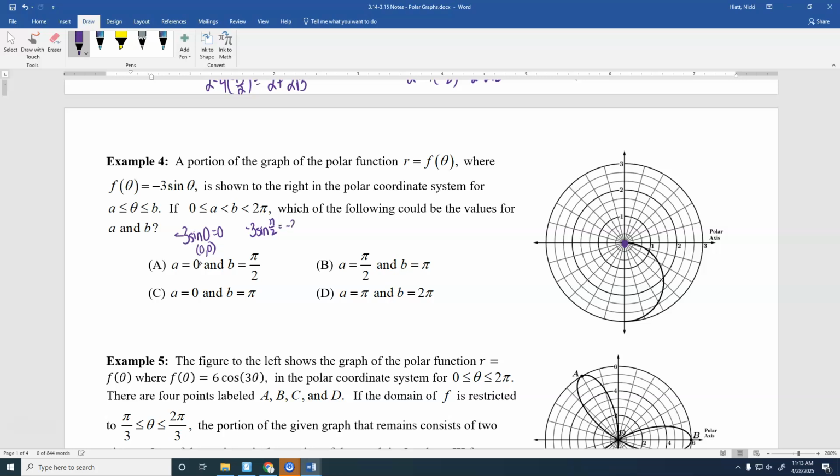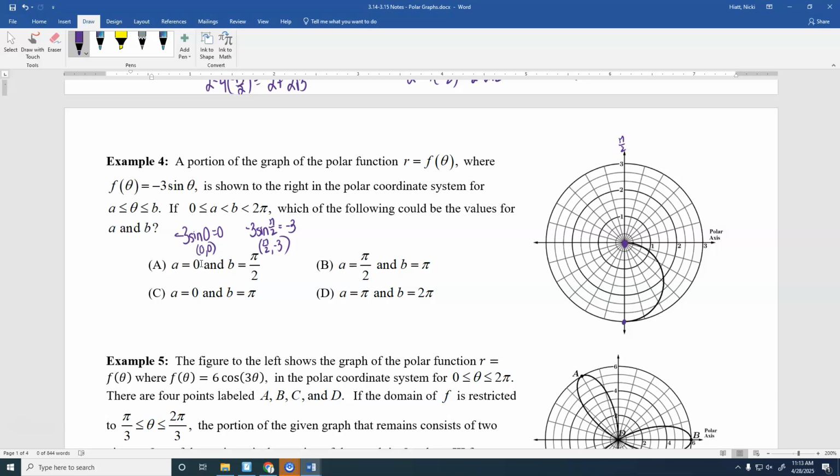So that's going to be negative 3. So I got the point (pi over 2, negative 3). So pi over 2 is right here, but we got a negative radius, so that would be right here. Okay, so that's a possibility right there. It could be it.